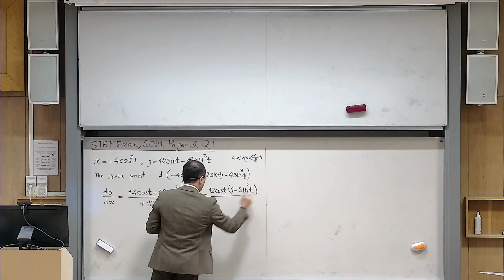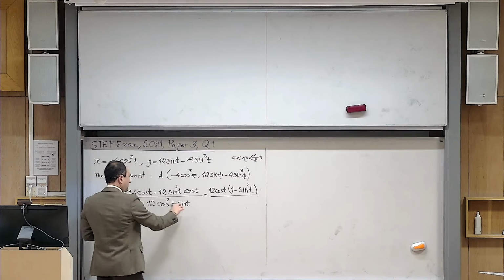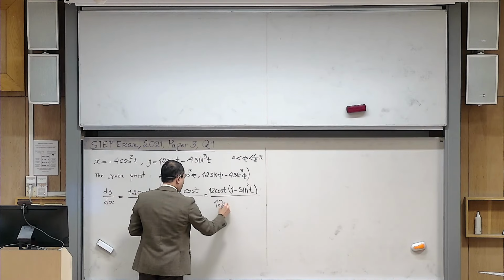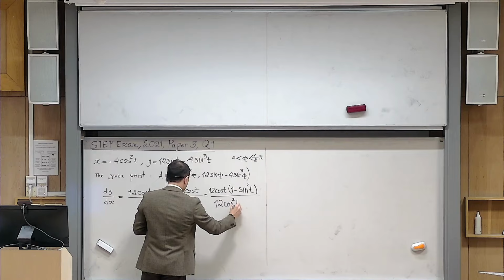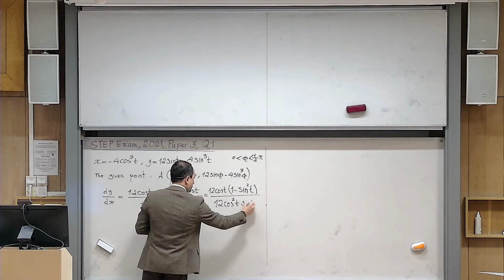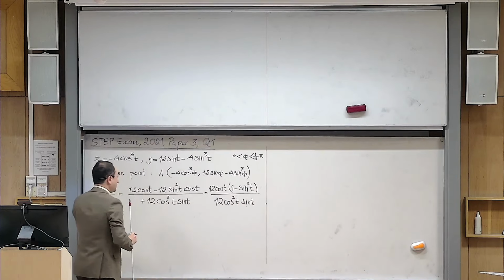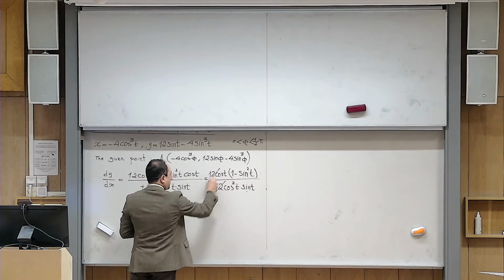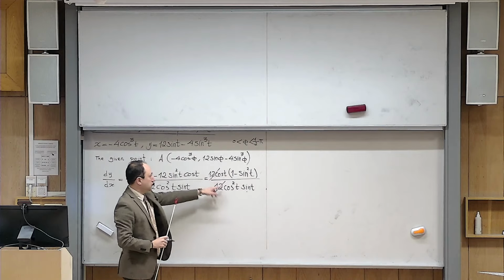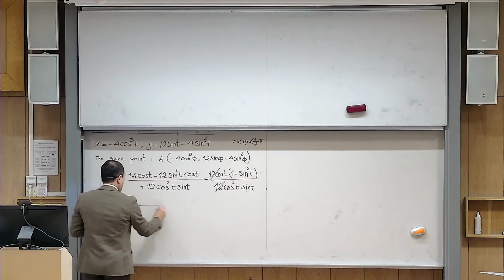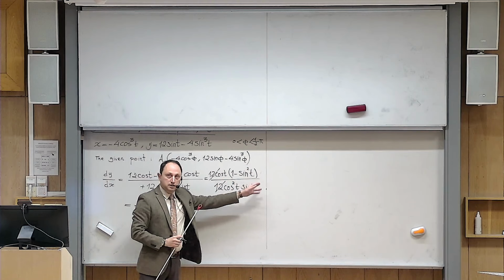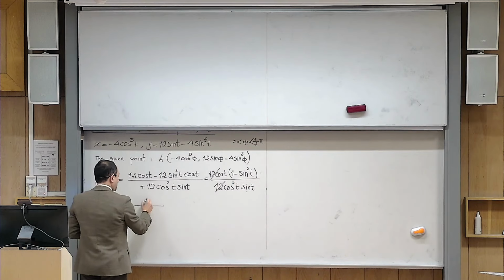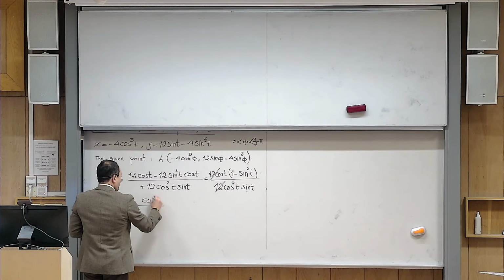Minus sine t squared, and then I just copy and paste this part, so it is 12 cosine to the power of 2t sine t. Okay, so I do some simplifications immediately. So this 12 here and that 12 are cancelled. One cosine will cancel one cosine. On the other hand, 1 minus sine t squared is nothing except cosine t squared.